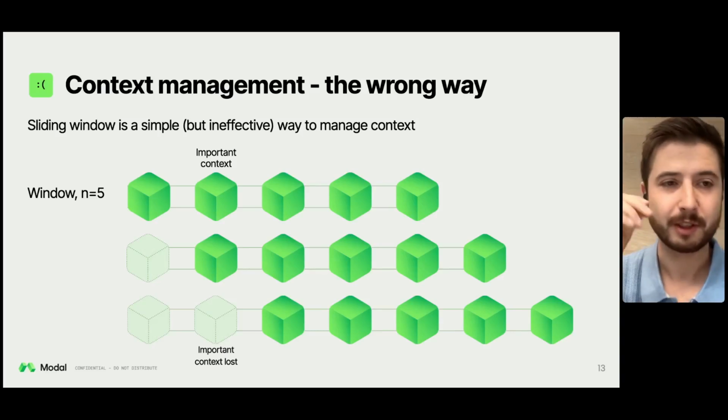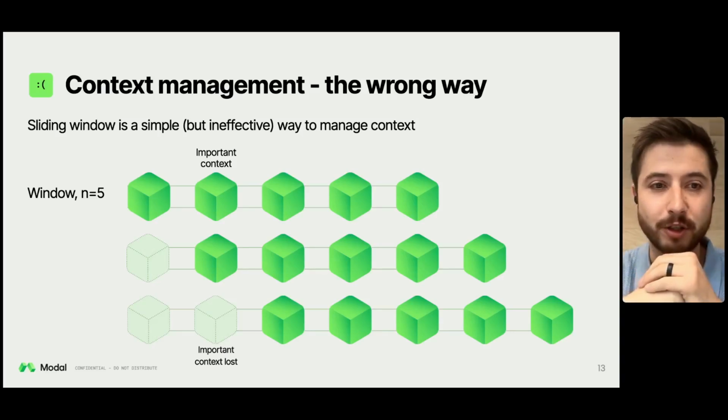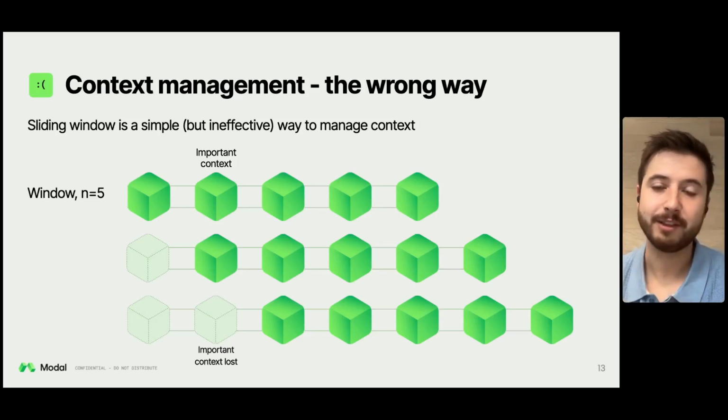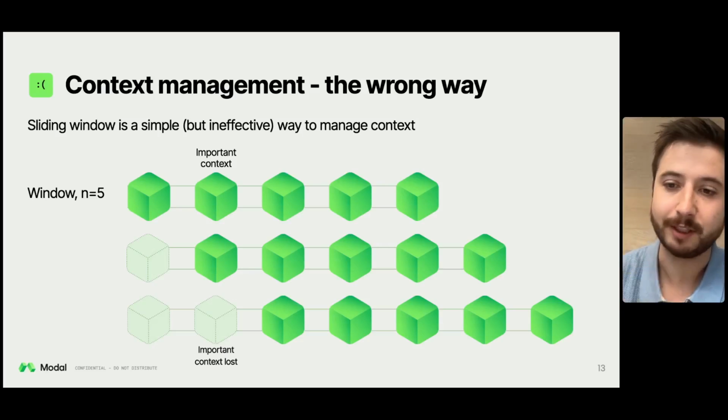So a very, I'll say naive, or like the basic approach that you could do is a sliding window. So you just want to retain the last 5 messages in the turn history as you send it to the LLM.